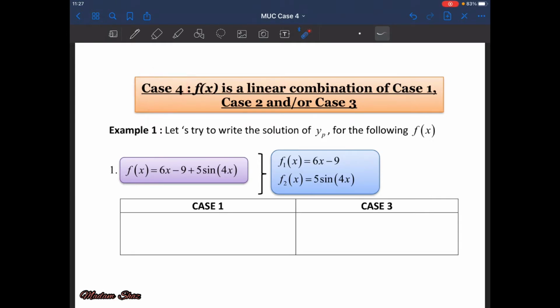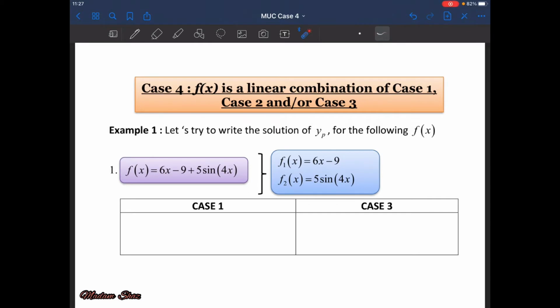In this video you will learn how to solve the method of undetermined coefficient for case 4, whereby case 4 is a linear combination of case 1, case 2 and case 3. Case 1 is whereby your f(x) is a polynomial function, case 2 is the exponential function, and case 3 is the trigonometric function involving cos and sine.